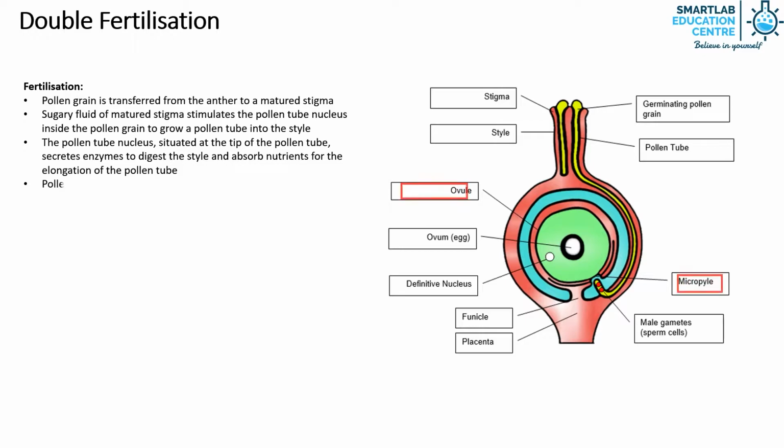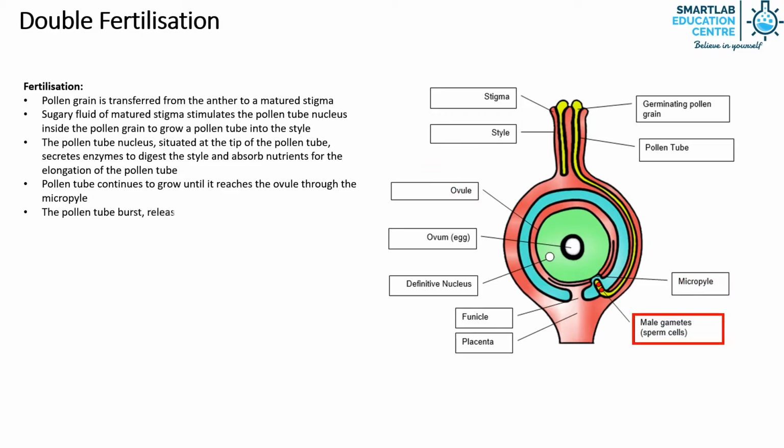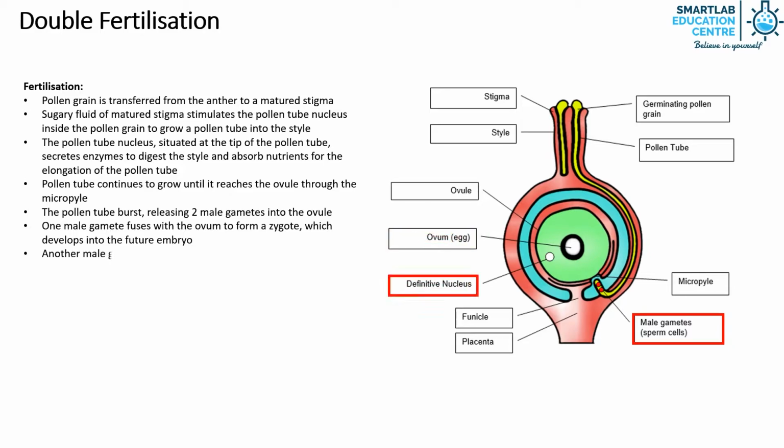The pollen tube continues to grow until it reaches the ovule through the micropyle. The pollen tube will then burst, releasing two male gametes into the ovule. One of the male gametes fuses with the ovum to form a zygote, which develops into the future embryo, while the other male gamete fuses with the definitive nucleus to form an endosperm, which will be the food of the embryo when the seed germinates.